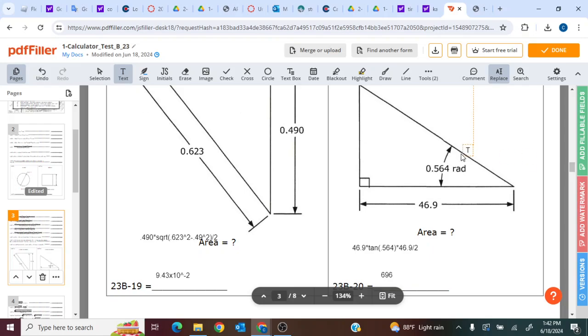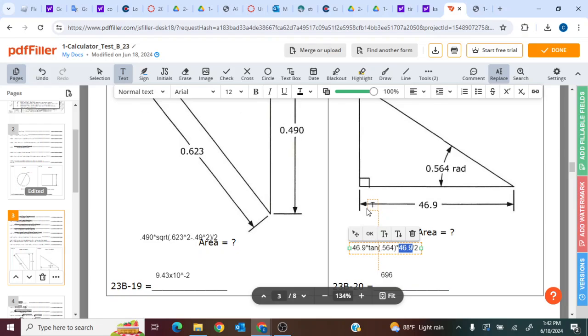Okay, 20, area of another triangle. You need length and you need width. So this side right here is going to be equal to tangent, opposite over adjacent, of this value, 0.564, times the side down here. So 49.6 times tangent of 0.564, then multiply it by that side because you're still multiplying. Now this is that side over here, and that is this side. Multiply them together, divide by 2, and you get 696.